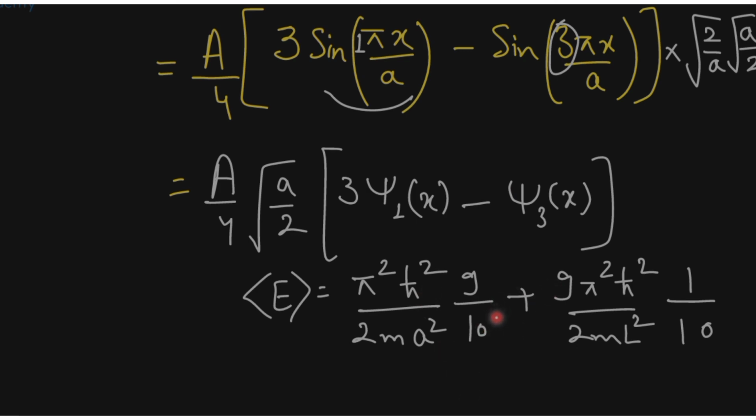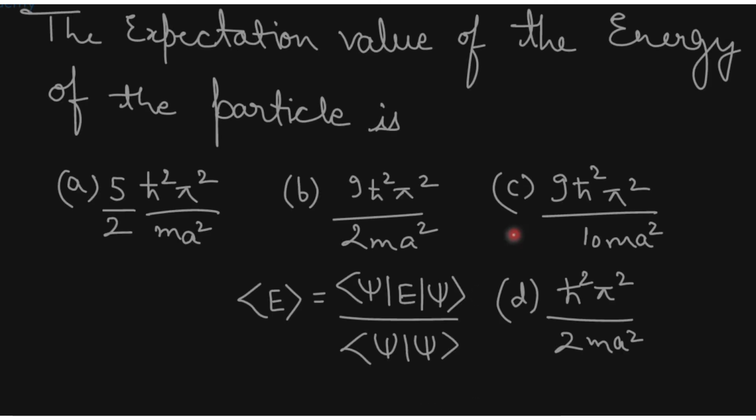So what you will get is 9 upon 10, you get twice. So 2 into pi square h cut square 9 upon 10 m a square, and the 2 cancels out. So simply 9 upon 10 pi square h cut square upon m a square, that is option C. It will be the correct one. So that's how you have to approach this type of question.